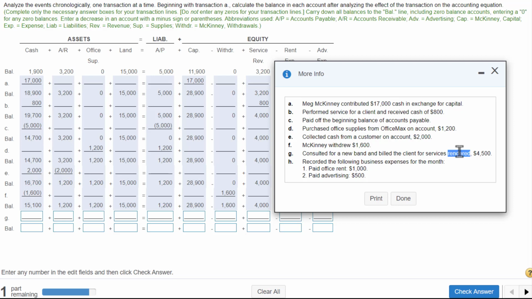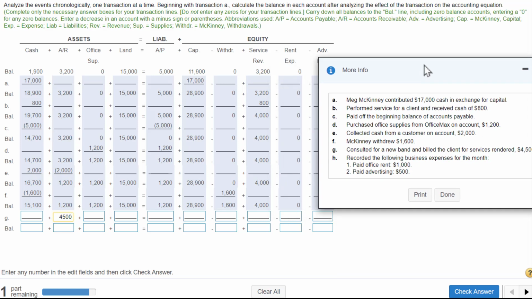So Meg, the owner, consulted for a new band and billed the band for services provided, $4,500. Now, read this carefully. Does it say that the customer paid Meg? No. It just says that she billed them. So they have not paid us, so we cannot record cash. So if we sell something, we're either going to get cash or we're going to record accounts receivable. So we have to put this under accounts receivable.